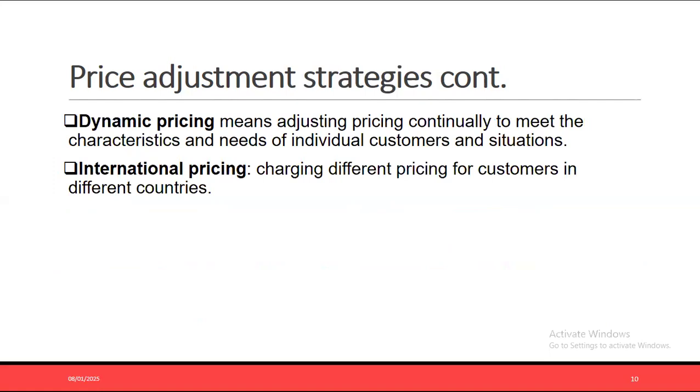Then you have dynamic pricing. Dynamic pricing is not fixed. You adjust the price continually to meet the characteristics and needs of individual customers and situations. So there's no fixed price. Depending on who approaches you and how they approach you, you state your price for the product. Then you have international pricing, where you charge customers based on their destination countries.